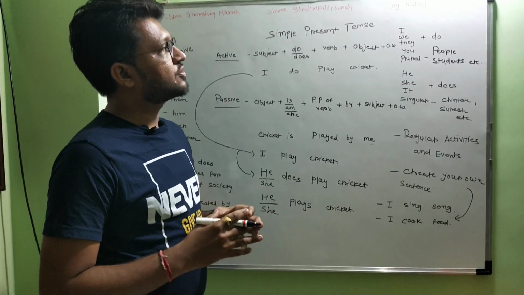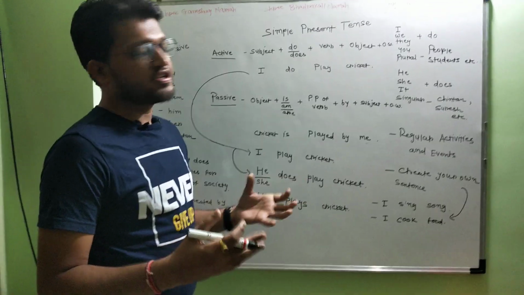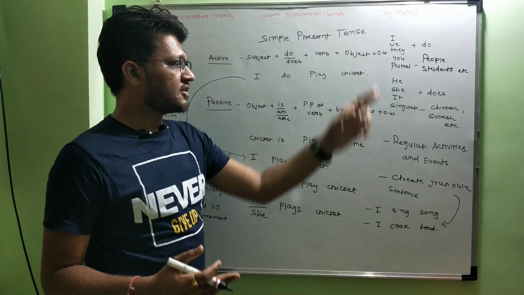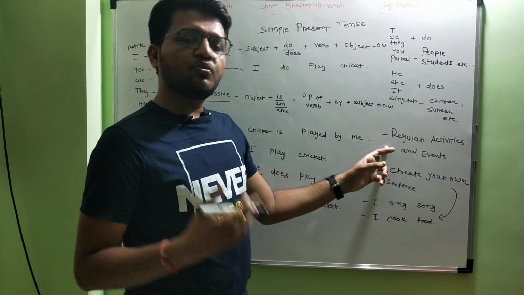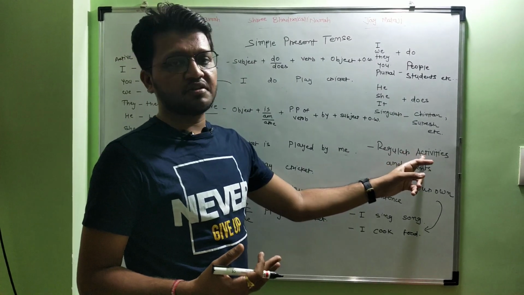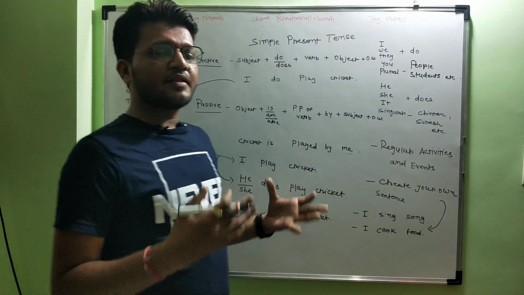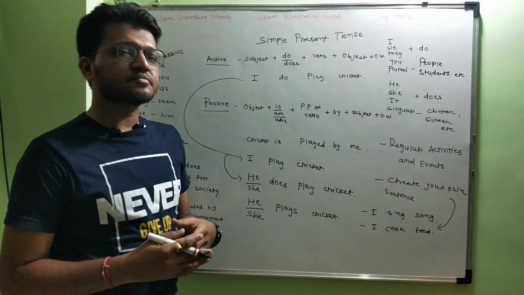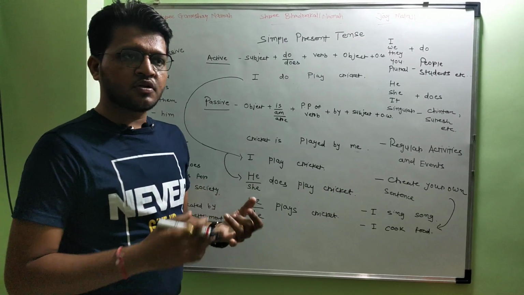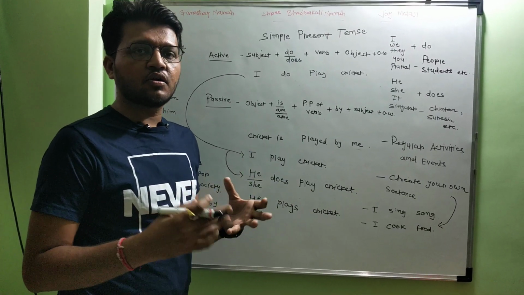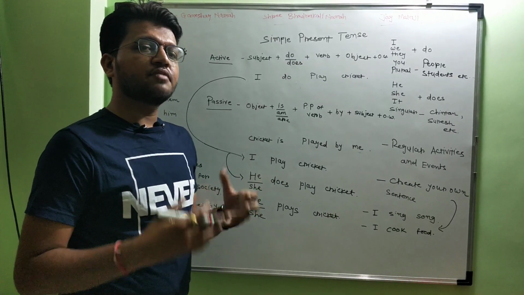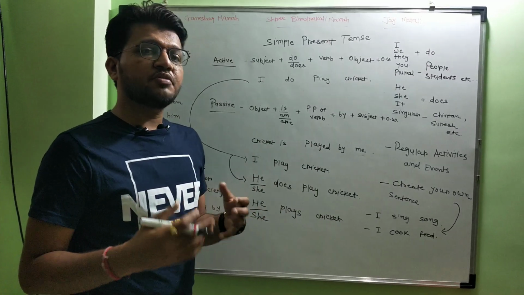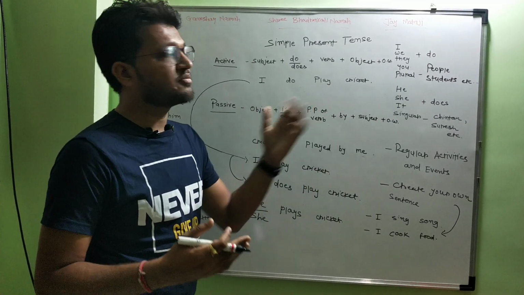The first question that comes to our mind is: in which situation can we use simple present tense? The answer is, whenever you want to describe some regular activities or events, at that time you can utilize simple present tense. For example, you eat daily, so it is the process of eating on a daily basis. If you do something on a weekly basis, for that also you can utilize simple present tense. If you meet your friends weekly, then it is also simple present tense.